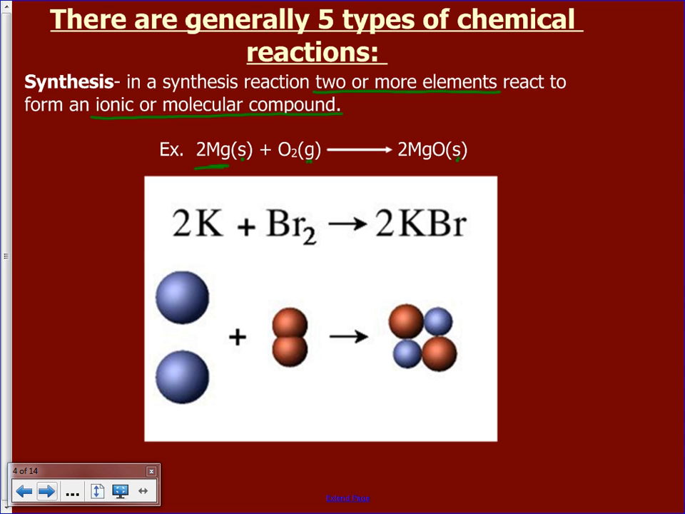So in this reaction here, I have the 2 atoms of potassium reacting with the molecule of bromine, and then on this side, I have how many molecules of potassium bromide?